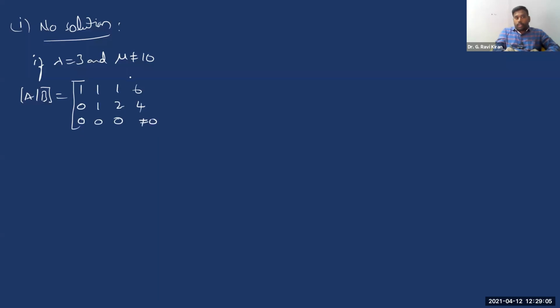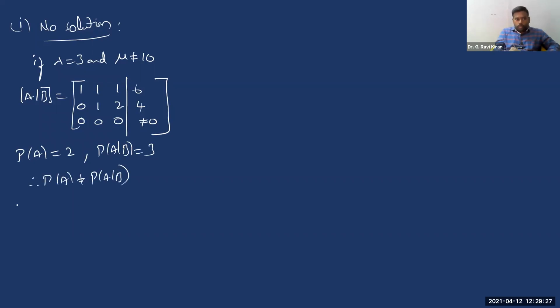See, when we write mu not equal to 10, you may take any other value, right? Whatever may be the value, somehow it is a non-zero value that is there. Since this is a non-zero value, from this we can write rank of A is equal to 2 but rank of AB is 3. So you can see rank of A is not equal to rank of AB, and therefore you can say the system has no solution. So this is your first case.